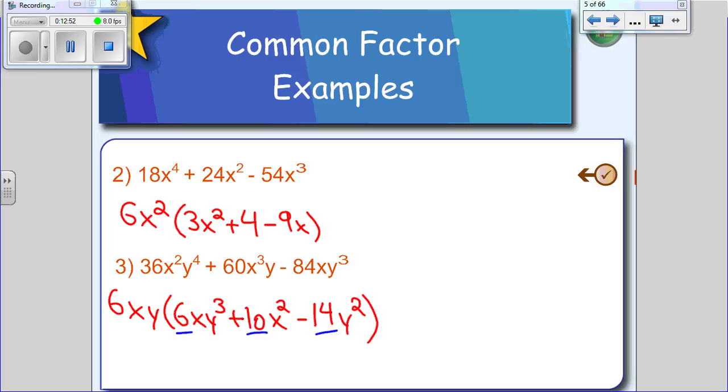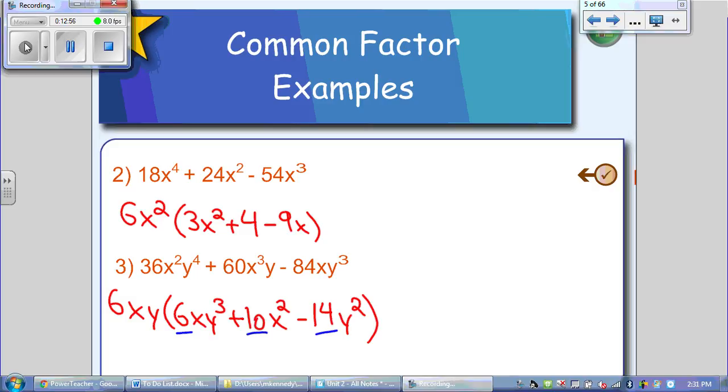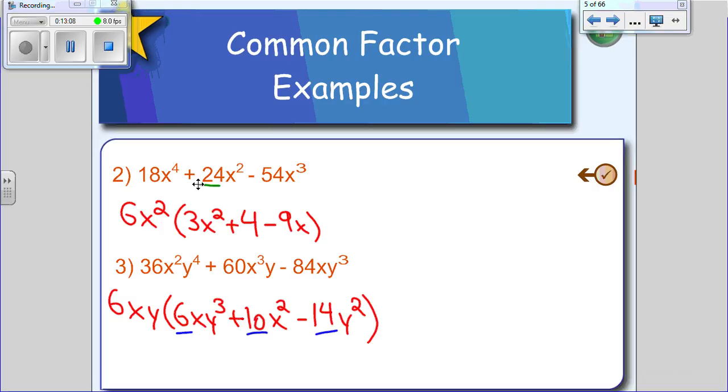The first one people seem to do pretty good with, right? People got that the GCF was 6x squared. You all did your division. It looked pretty good. A common mistake that was popping up was when you divide this middle term by 6x squared, 24 divided by 6 is 4, but the x squared divided by x squared is just equal to 1. They cancel each other out. So there's no x left in the middle term.